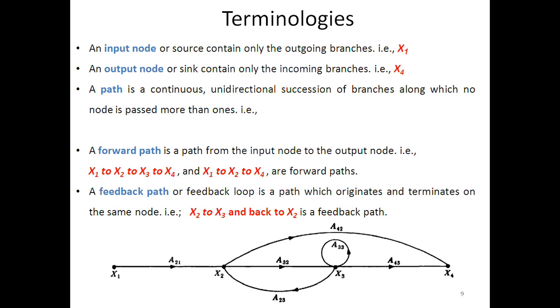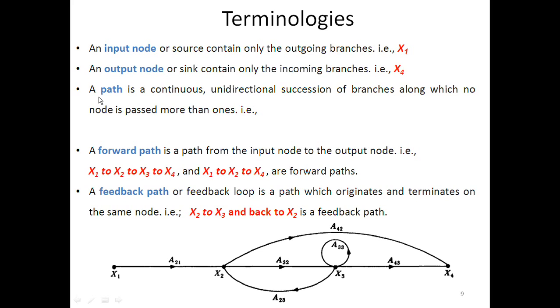Now some terminologies in a signal flow graph we have to study. So the first terminology is input node. For the given diagram, input node is X1, because input node is nothing but a source, containing only the outgoing branches. So at node X1 only the outgoing branches are present, whereas at node X4 only the incoming branches are present. So we are calling X4 an output node.